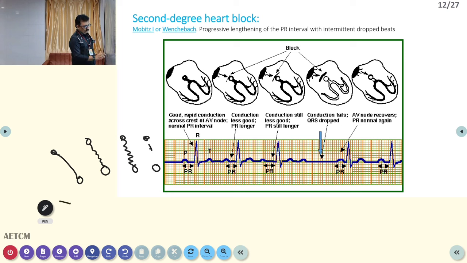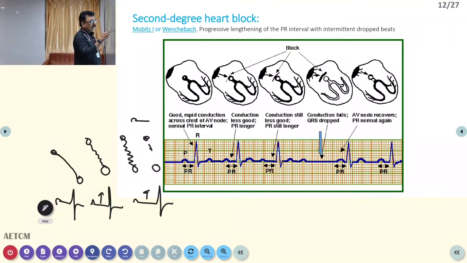So the first PR interval is normal. The second PR interval is slightly prolonged. The third PR interval is a little more prolonged. So it is increasing. And the last conduction is not happening. The next P is coming, so here you should have got the QRS complex, but it is not coming. So there is progressive prolongation of the PR interval and sudden drop of one QRS complex. Here you can see one QRS complex is dropped. This is small, this is a little larger, the PR interval is still larger, and the fourth one is completely dropped.